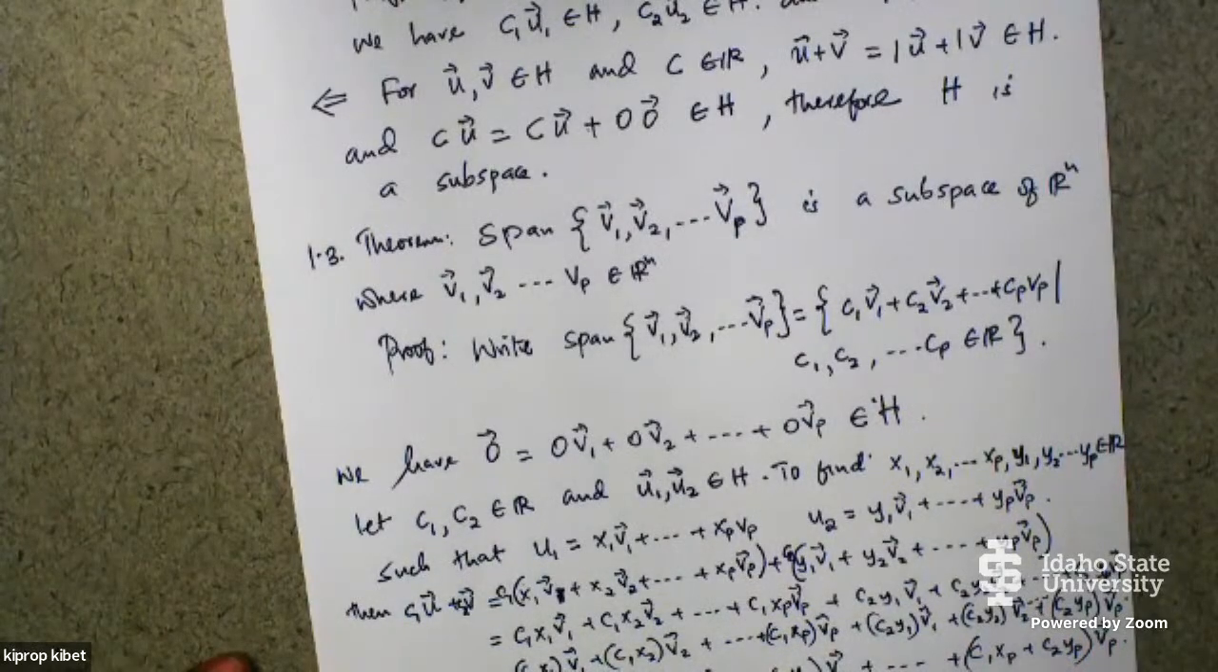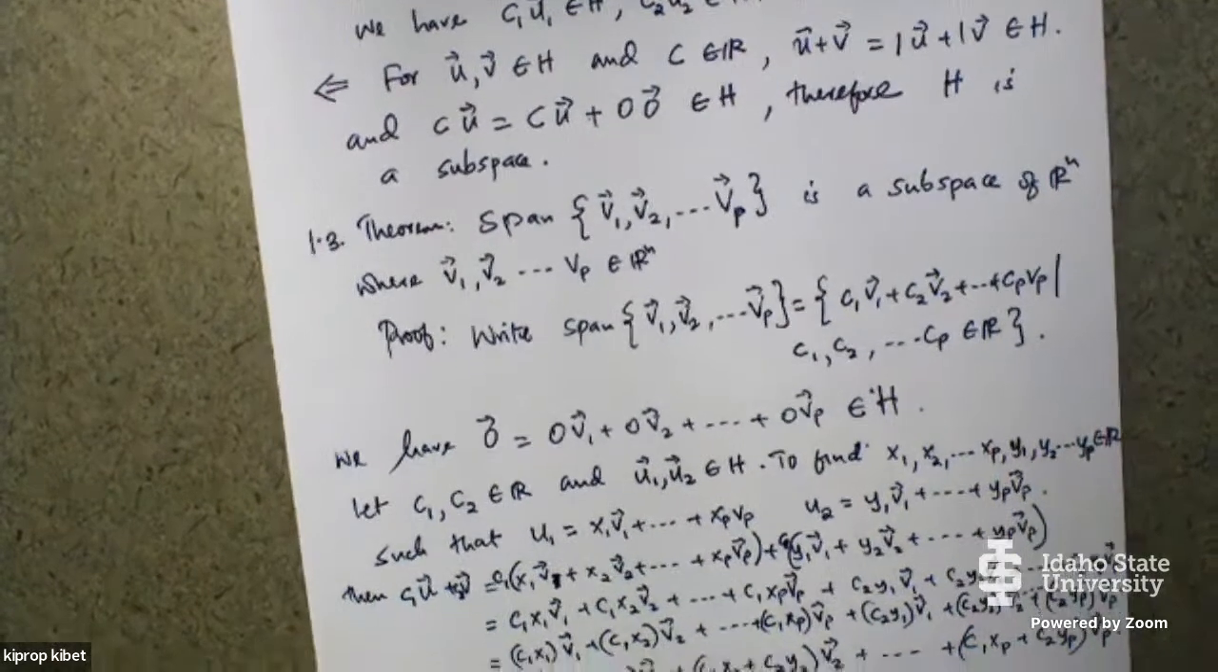So we realize that all these are now elements of H, so they are actually in H. As you can see, this is now a linear combination. Therefore, you can say that H is a subspace of Rn.